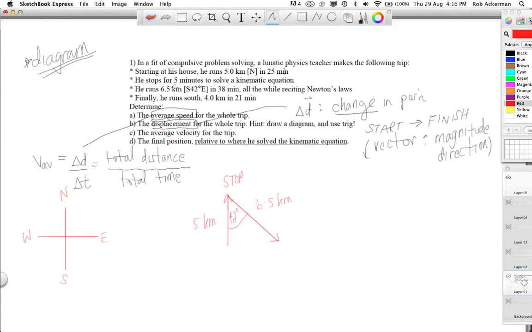Okay? Next up, it says he runs south for 4 kilometers, so we're going to need another straight line. It's going to be down like this, a little bit shorter than this line would have been. So this I'm trying to show is 4 kilometers, and voila, we see that there was a start over here, there is a finish over here, and now what are they asking for?